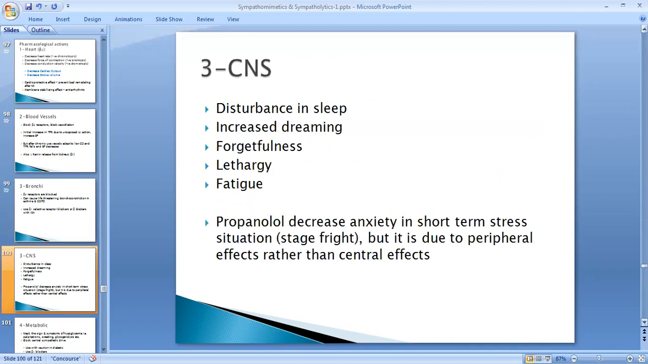In the CNS, beta blockers cause disturbance in sleep, nightmares, forgetfulness, lethargy, and fatigue. Propranolol decreases anxiety in short-term stress situations like stage fright, and it is used in such cases. This effect is due to peripheral effects rather than central effects.